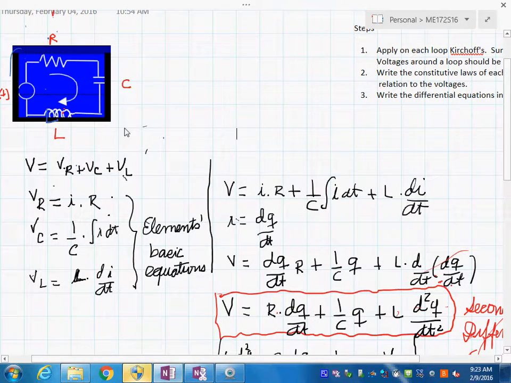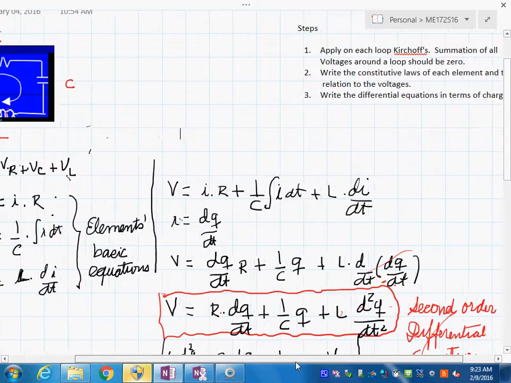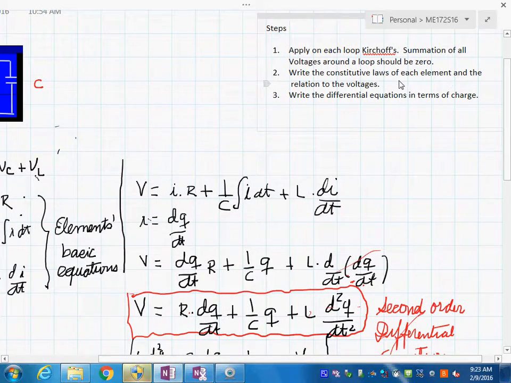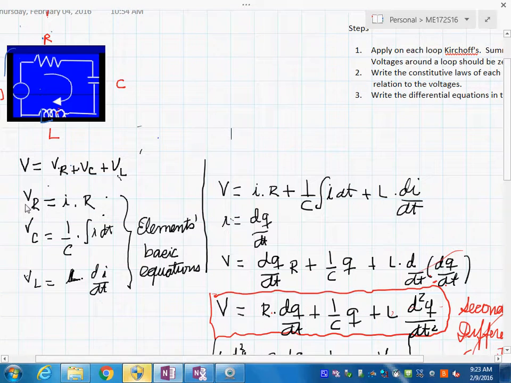Then on step number 2, write the constitutive laws for each element and the relationship to the voltages. What that means is that for the R element, the voltage drop is I times R. For the C element it is 1 over C, the integral of I dt. And for this inductor, the voltage across the inductor is L times di dt. So those are the basic elements here.